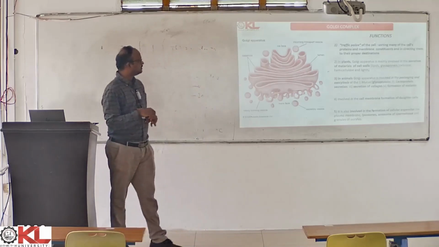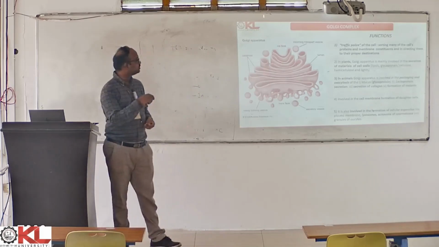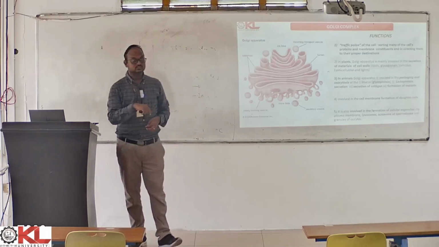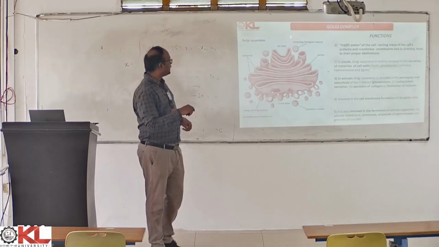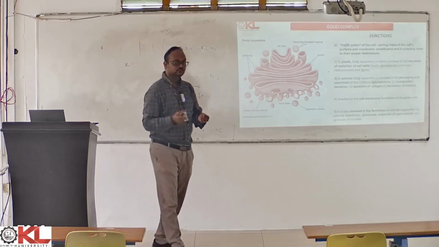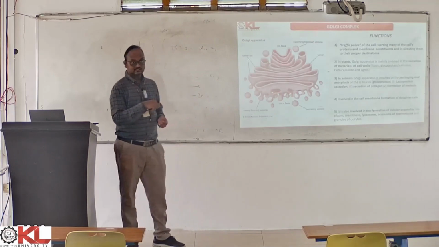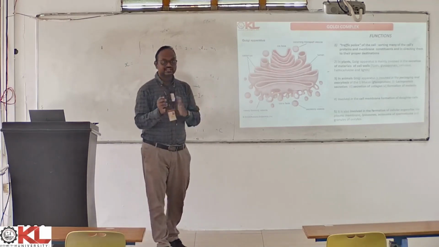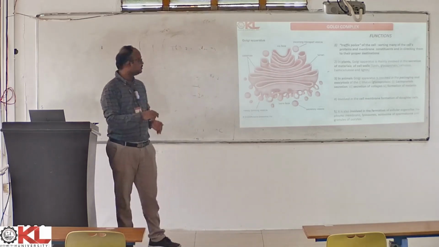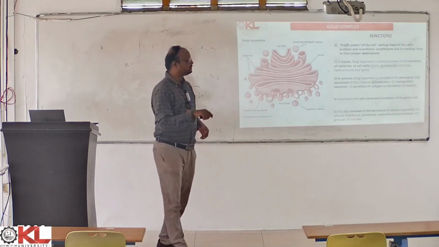So coming to the structure, it has two ends, as I said, cis face and trans face. The cis face will always be projecting towards the endoplasmic reticulum, and the trans face will always be projecting towards the cell membrane. So here, incoming vesicles are nothing but small bags or sacs loaded with proteins and other biomolecules, which come to these sacs of the Golgi complex. They will be segregated and sorted inside this structure, and again repacked into vesicles, and then transported to different parts of the cell.